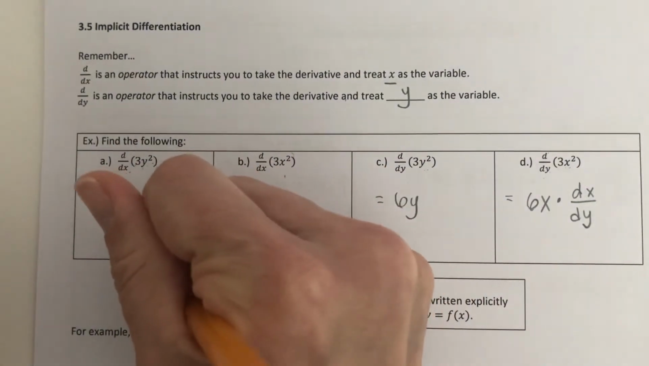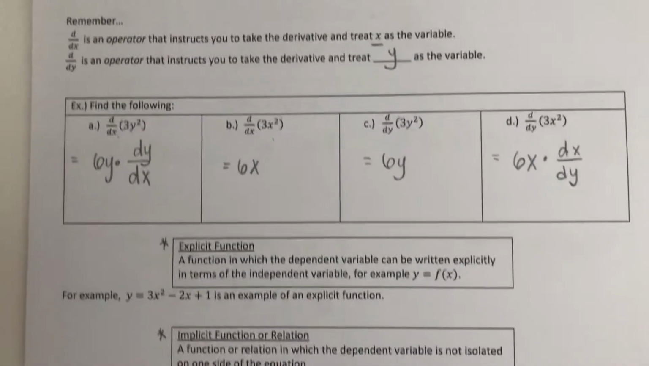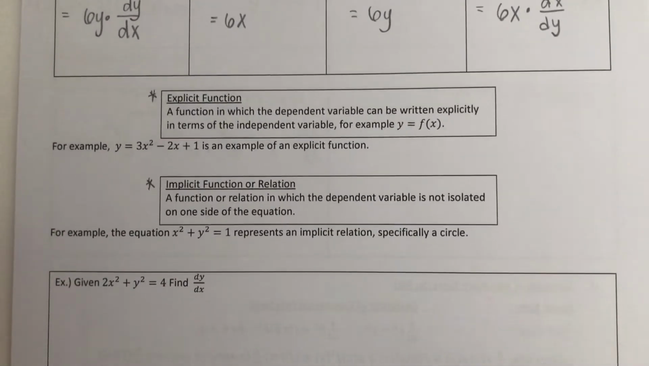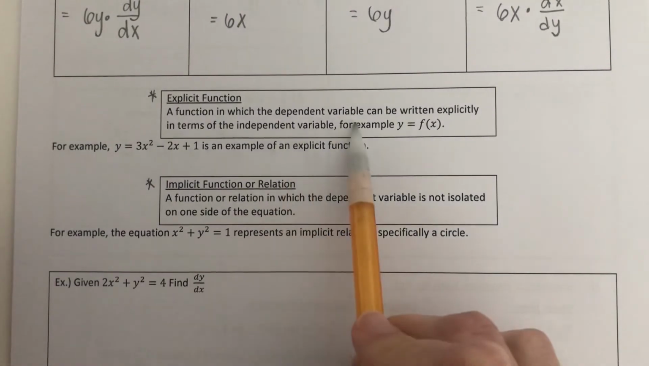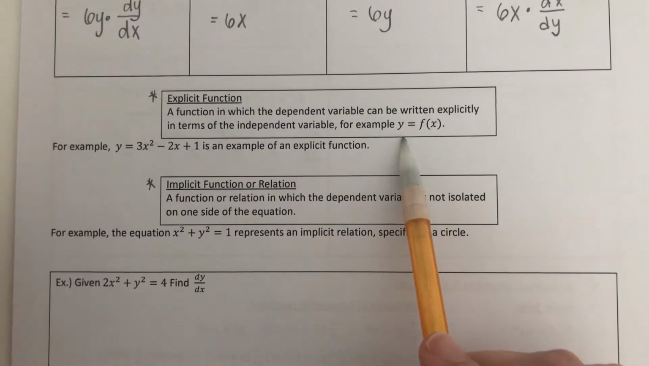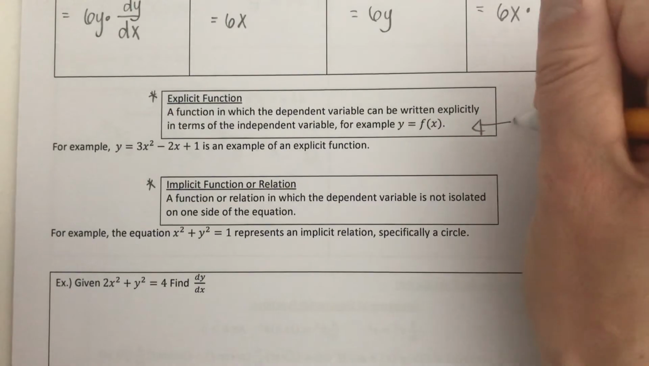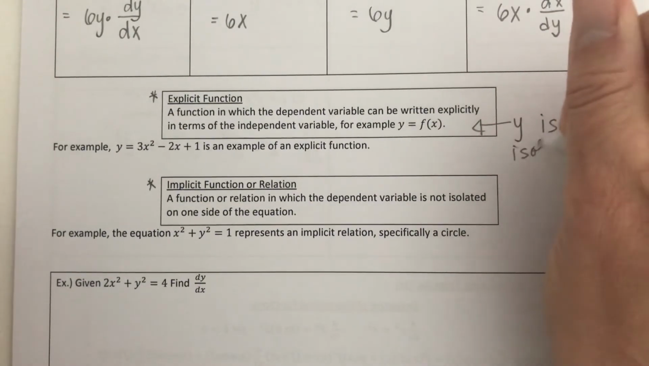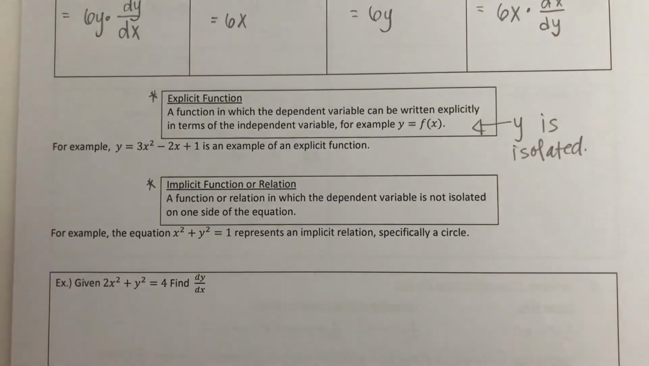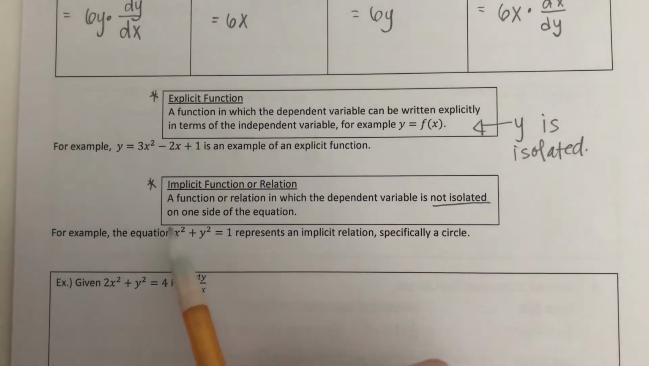So go ahead and give explicit functions and implicit functions stars. An explicit function is a function in which the dependent variable can be written explicitly in terms of an independent variable. For example, y equals f of x. If you notice, y is isolated. And an implicit function is a function relation in which the dependent variable is not isolated on one side of the equation.